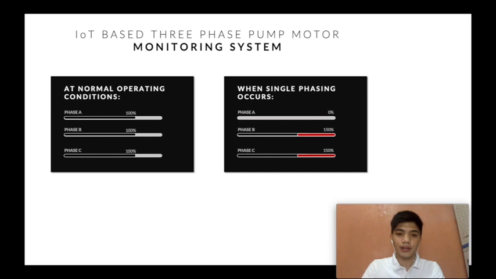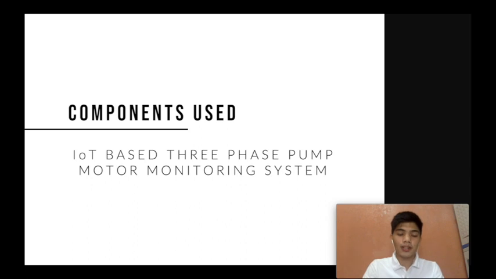So with our prototype, we can determine whether there is something wrong with the motor, whether it is single phasing or not, because single phasing affects greatly the performance of the motor. So what are the components that we use in our prototype?